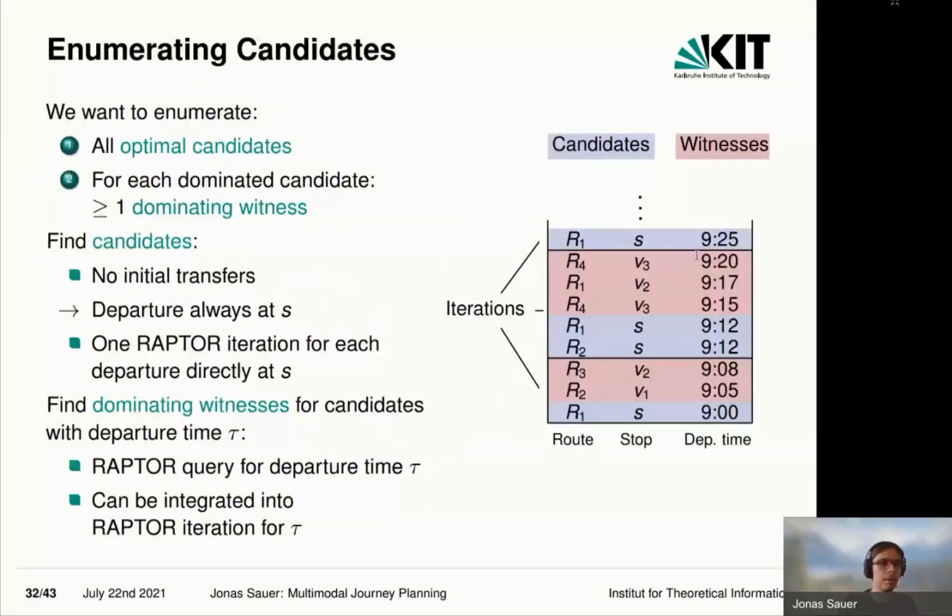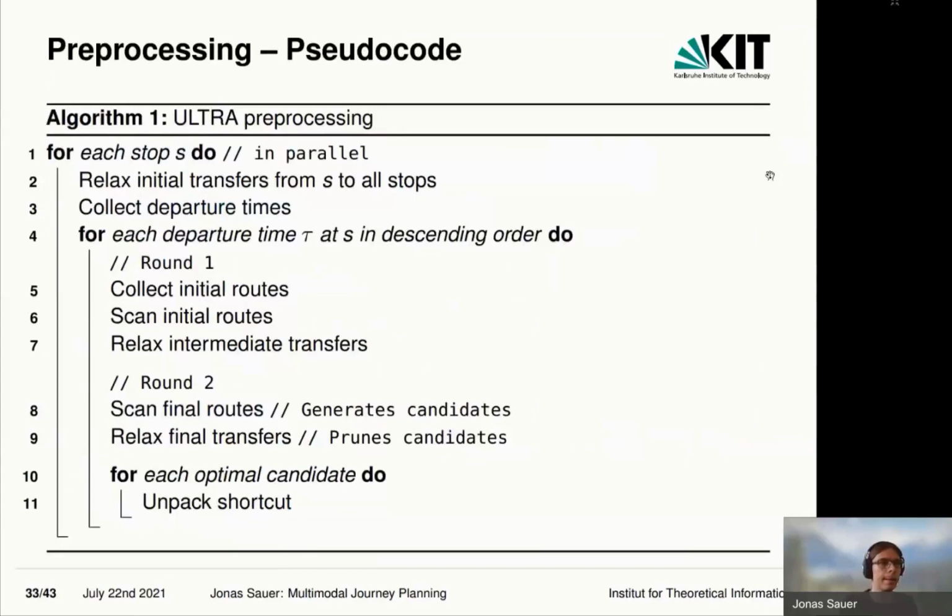So let me skip this one. We do have time for a very short overview of how the algorithm works. So for each source stop S, we perform our profile search. We can do this in parallel very easily.